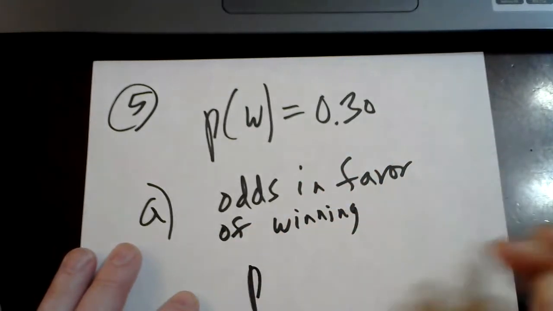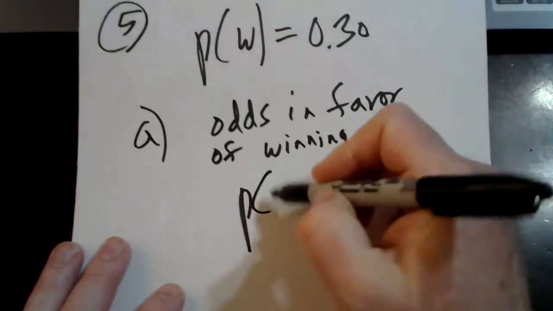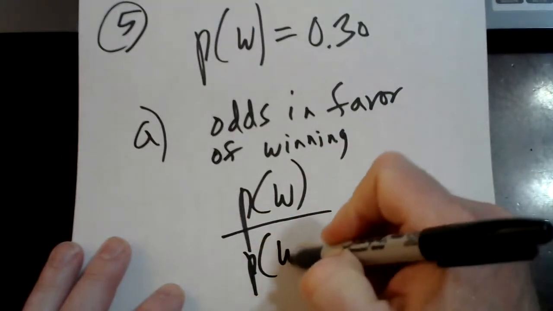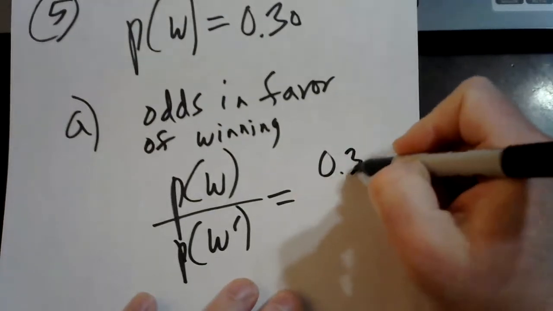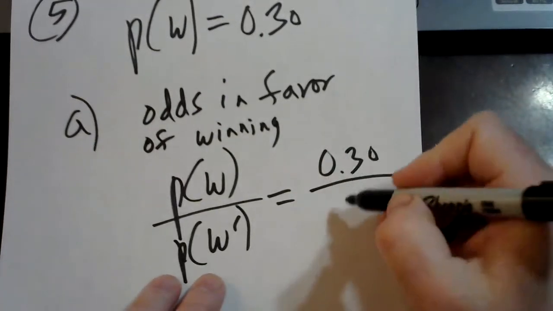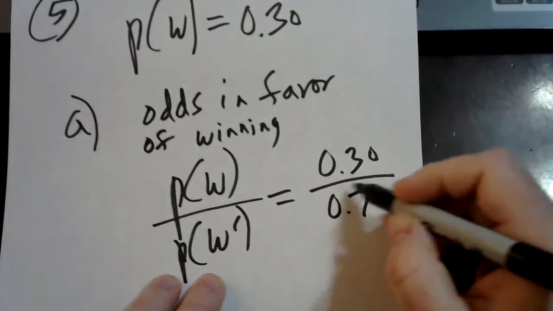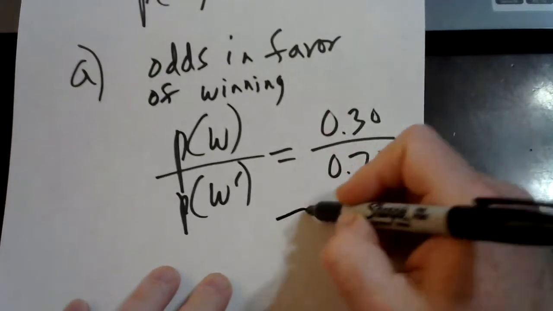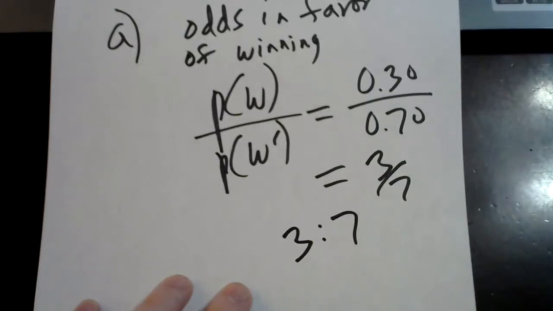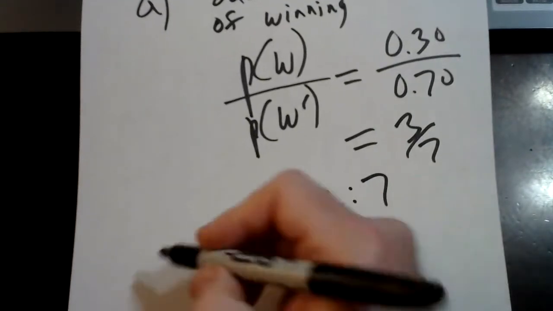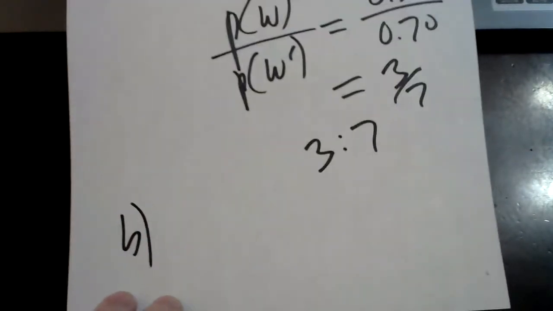Since we're looking for the odds in favor of winning, that's just the probability they win divided by the probability they don't win. And once again, they give us the probability they win. So what's the probability they don't win? Use the complement rule. Just subtract that from 1, and that'll give you 0.7. So notice it reduces to 3/7, but that's the same thing as saying 3 to 7. And that's probably how they want you to enter it on the homework.